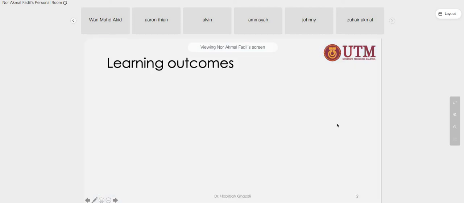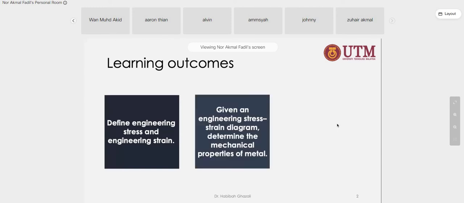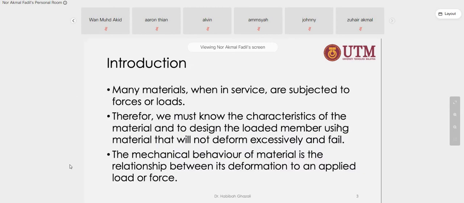The learning outcome of this lesson is, by the end of this course, you should be able to define engineering stress and strain, and given an engineering stress and strain diagram, determine the mechanical properties of metals, and name the two most common hardness testing techniques and the differences between them.